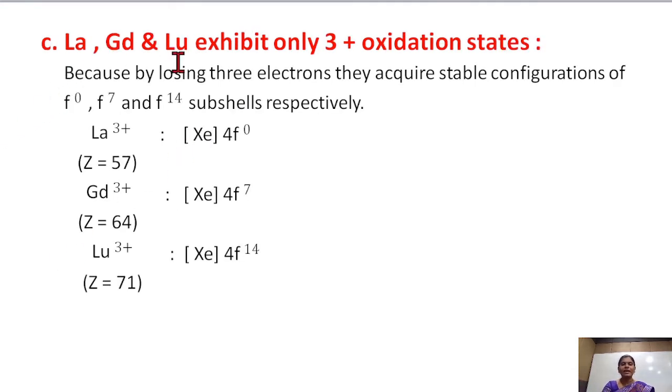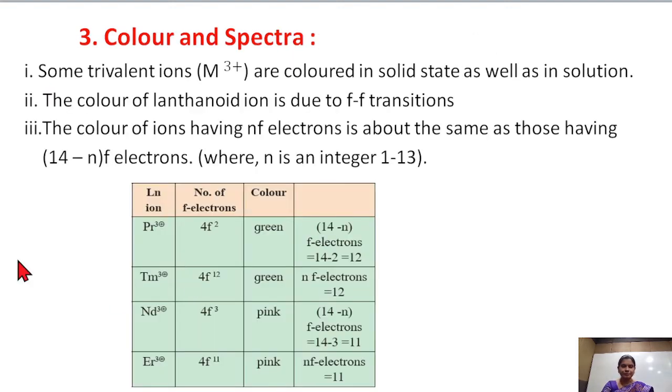Lanthanum, gadolinium and lutetium exhibit only the 3+ oxidation state, because by losing 3 electrons they acquire stable configurations of f0, f7 and f14 subshells respectively. Lanthanum 3+ has the electronic configuration xenon 4f0, Gd 3+ has xenon 4f7, and lutetium 3+ has xenon 4f14. So they only exhibit the +3 oxidation state.